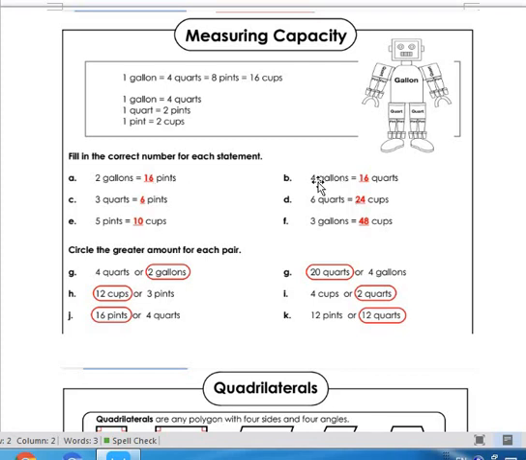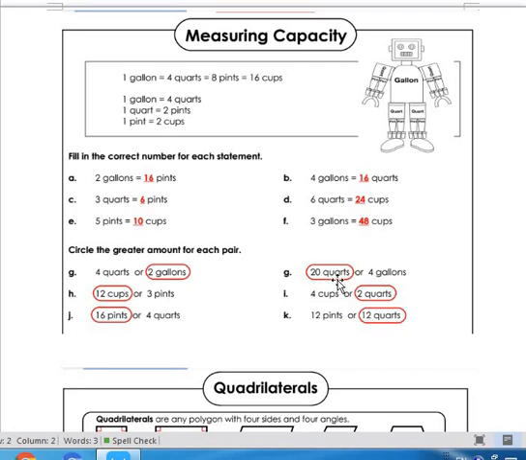I have here 4 gallons equals how many quarts? If 1 gallon, I know that it's 4 quarts, 1 gallon times 4. Here 4 times 4 gives me 16. Here, circle the greater amount for each pair. The greater amount. Okay, how can I do it? 4 quarts or 2 gallons? If I know that 1 gallon equals 4 quarts, so 2 gallons will be 8 quarts. So 2 gallons is definitely the greater amount here.